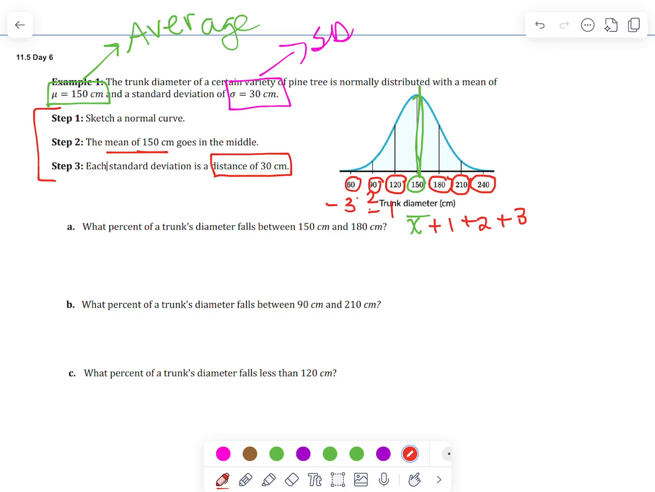And now we're going to go ahead and answer some questions. What percent of tree trunks, if we were to measure them, would fall between 150 and 180? So I'm just going to erase this here so we can go back.